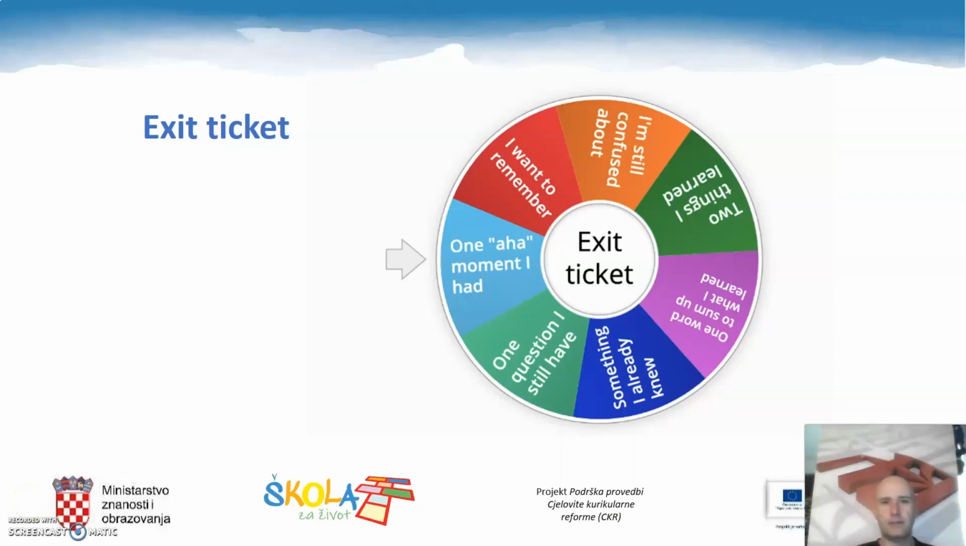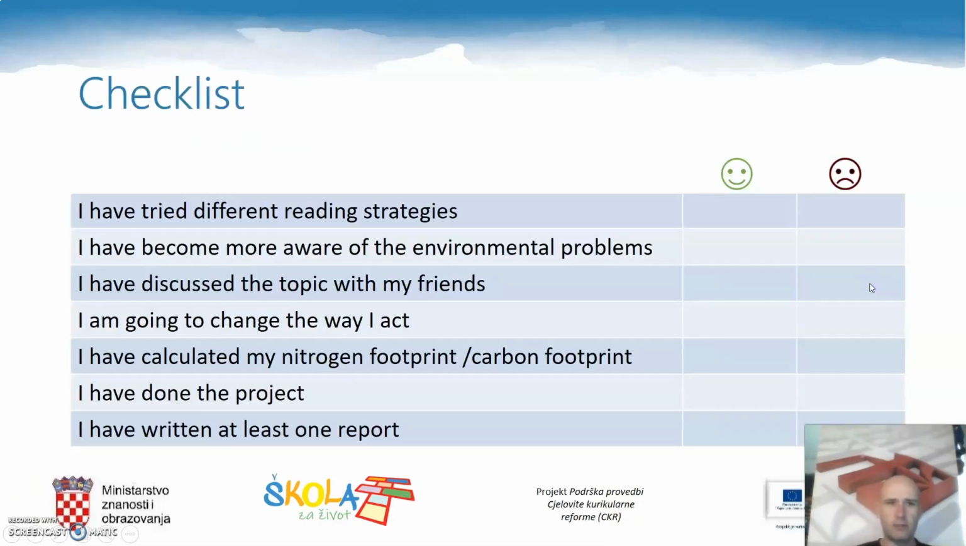And finally, let's do some self-evaluation. A little checklist. After these 2 lessons, can you say that you have tried different reading strategies? Have you become more aware of the environmental problems? Discussed the topic with your friends? Are you going to change the way you act? Have you tried calculating your footprint? Have you done any projects? And have you written at least one report?